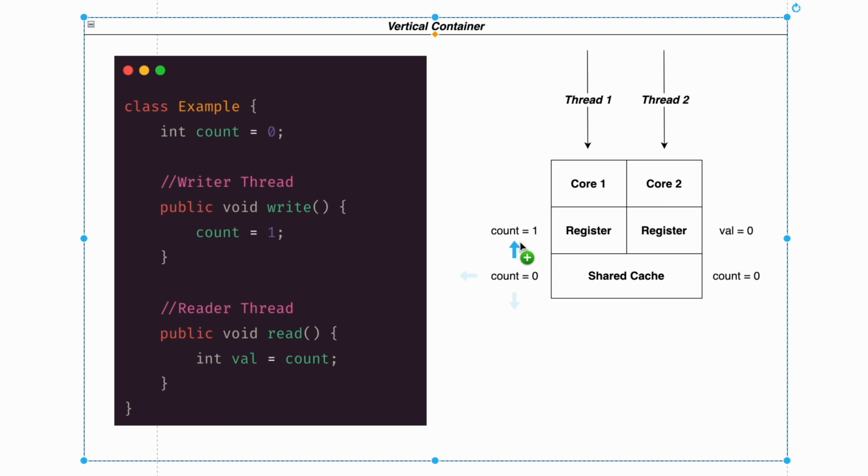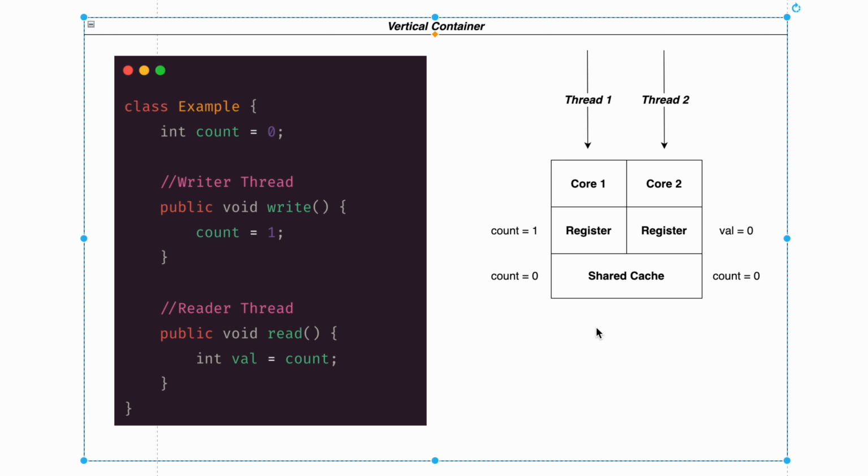So remember that as of now the value of count as 1 is only with this register. It has not percolated to the shared cache level. So the value that is present for this count variable is still 0. So the value that is assigned to val is still 0 in this register. And when we try to print this value, we will get the value as 0 as opposed to what we were expecting, which should have been 1.